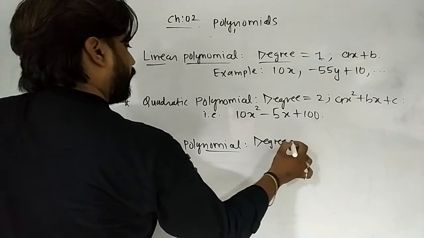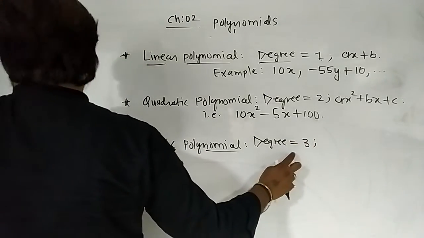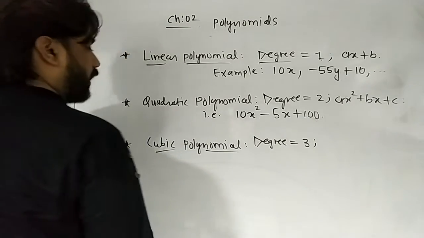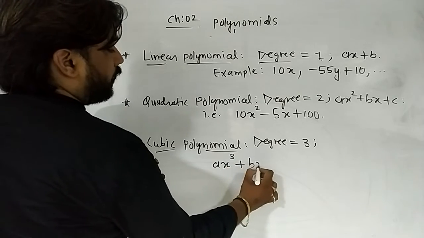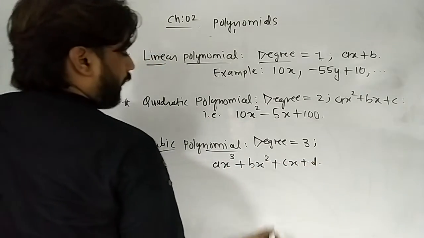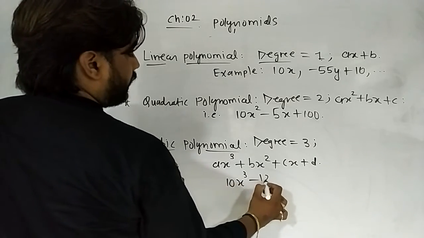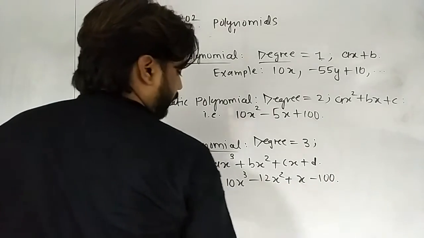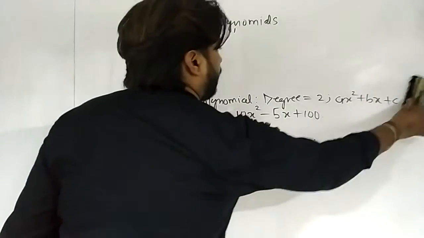Degree of the polynomial, it will be what? 3. If the degree of the polynomial is 3, then it is known as a cubic polynomial. And the standard form is what? ax cubed plus bx squared plus cx plus d. And any example you can take: 10x cubed minus 12x squared plus x minus 9. I hope it is clear to everyone.